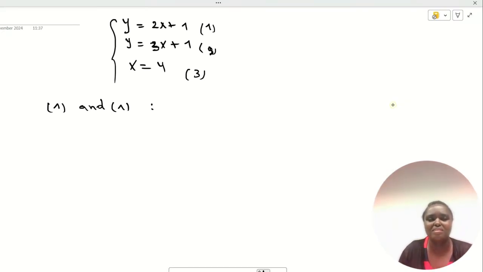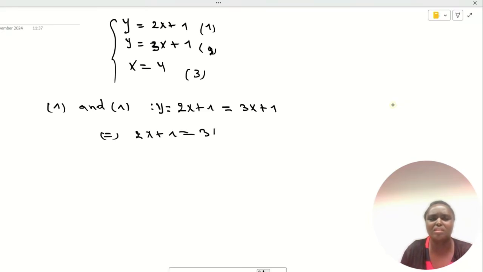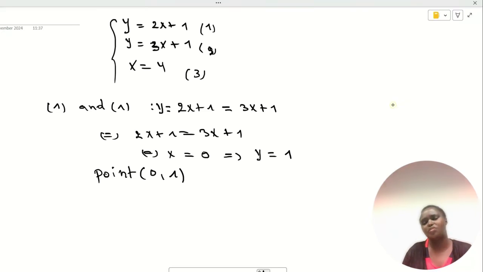We have y equal to 2x plus 1, and y also equal to 3x plus 1. This is where the intersection will be. So from this we can solve: 2x plus 1 equal to 3x plus 1 if and only if x equal to 0. If x is equal to 0, we get y equal to 1. So the intersection point is the point with coordinates 0 and 1. This is the intersection for the two lines.